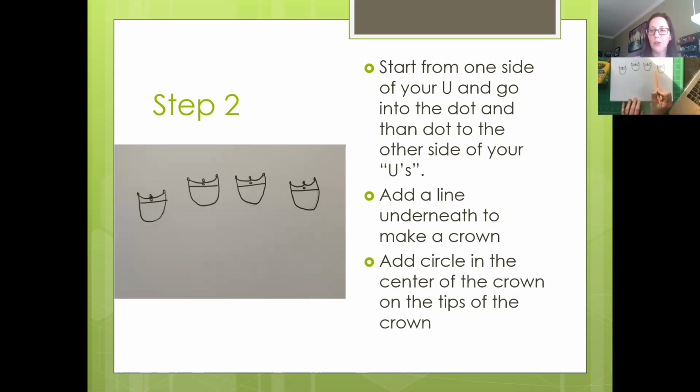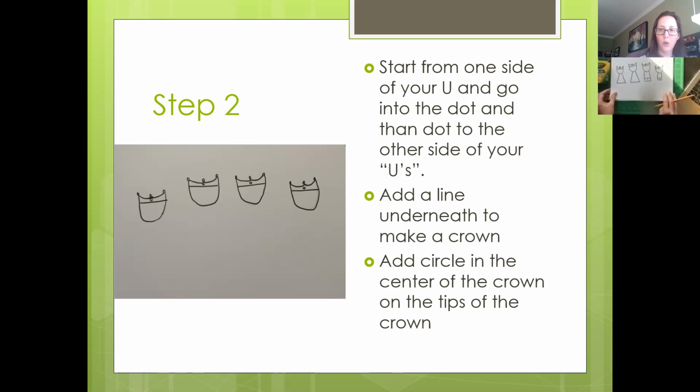So that you kind of do your crown. And then you want to do a circle in the center for the jewel, because you're royalty and you would probably have a jewel or something in your crown. And then a circle on top, or a little oval actually, on top of each crown, because you might have some jewels there or some more metal work. Okay.